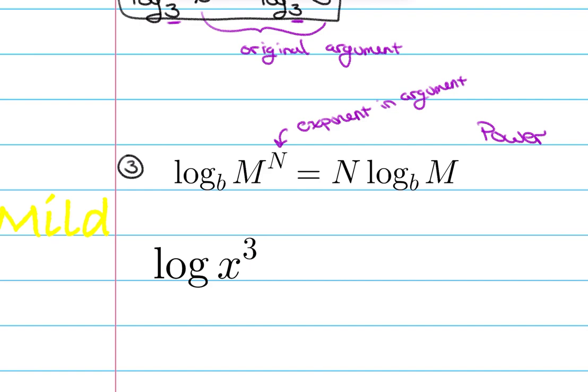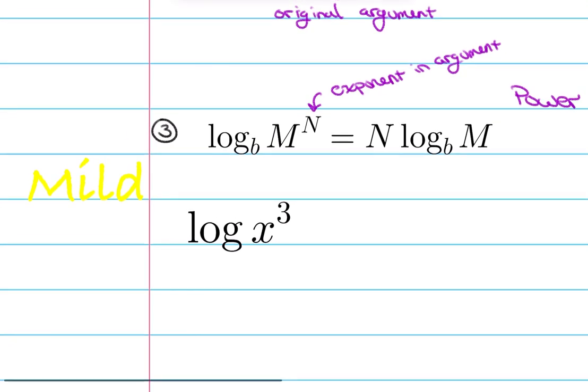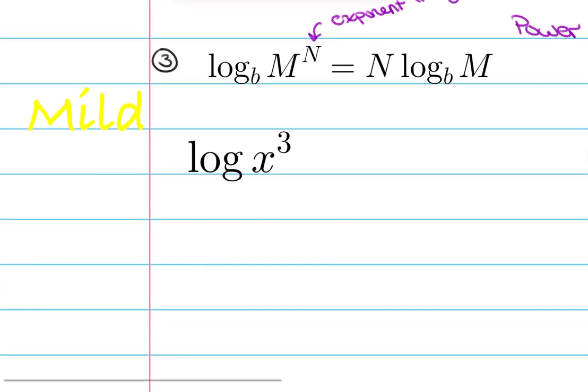All right. So for that mild example, I have the log. Notice I don't see a base down here. That's okay. Remember, if you don't see a base, it is just an understood 10. So we could read this as log base 10 of x to the third power, or x cubed.